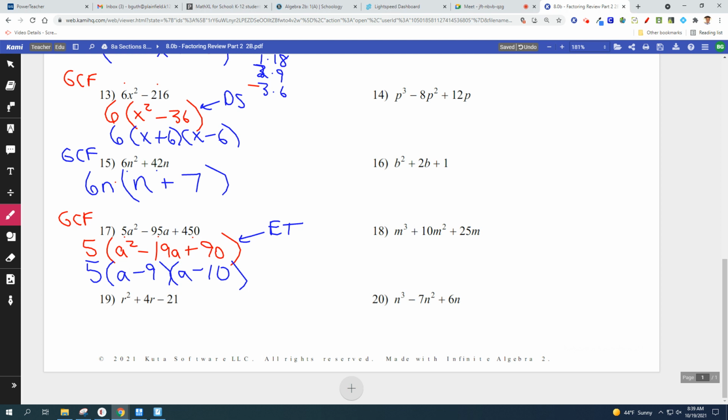Last one. What pattern is that? Easy trinomial. Two numbers are multiplied to negative 21 and add up to positive 4. Plus 7 and minus 3. Plus 7 and minus 3. That's it. That's factored. That's finished.